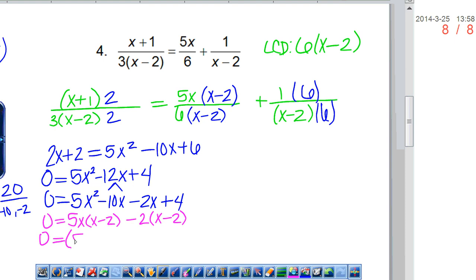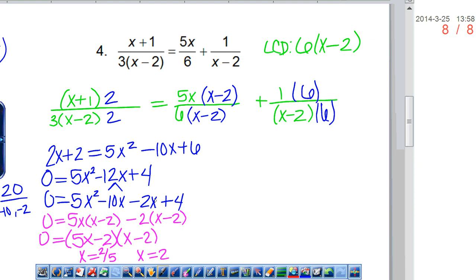All right, so hopefully you got this to factor to 5x minus 2 times x minus 2. Yes? Okay, so what are the two possible solutions that we get? Positive 2/5 and positive 2. So we check these solutions. Are there any that are extraneous?